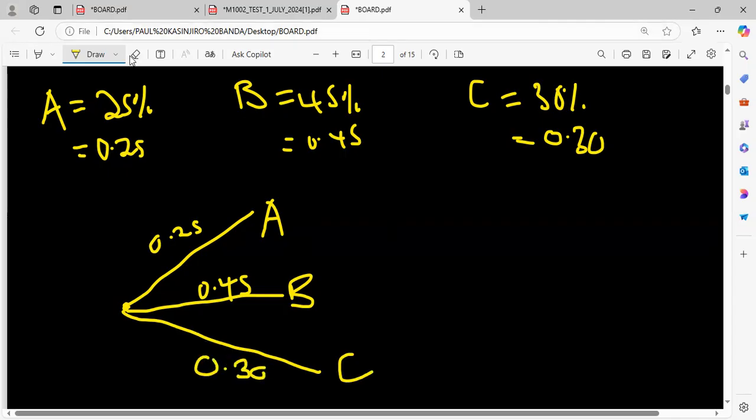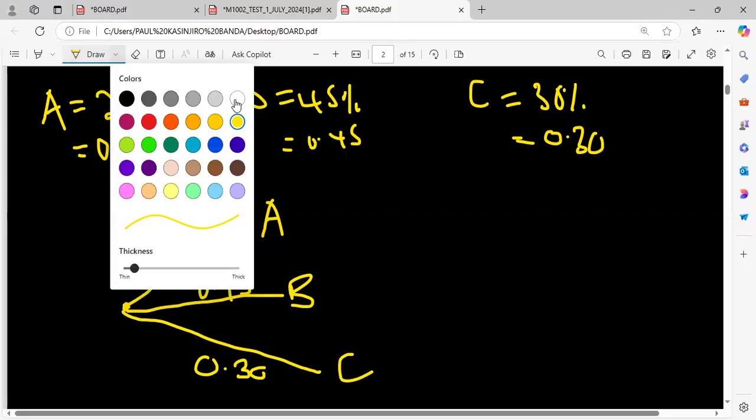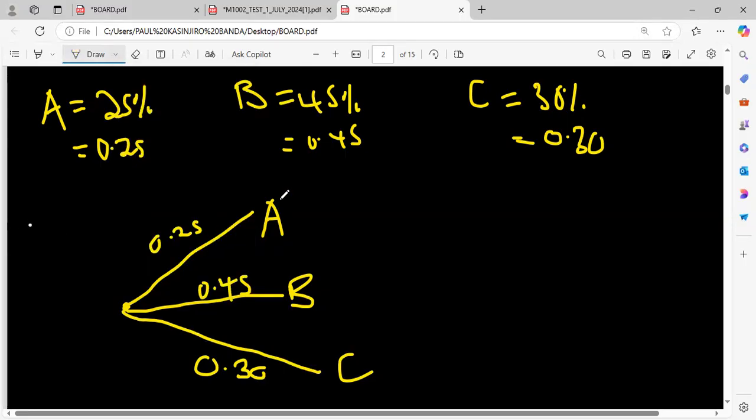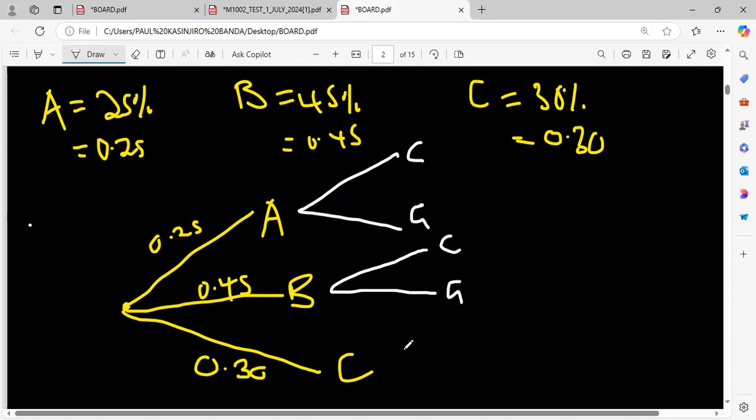Okay, and then we were told in the question that from lab A, there is a 4% chance that you're going to get a contaminated sample. From lab B, it was 3%, and then from lab C, it was 2%. So it means from here, we're going to draw another branch like that. We're going to say this is contaminated, and then this is good. Even here, we're going to do the same. We're going to have the one that is contaminated, and then the one that is good. Even here, we're going to have the one that is contaminated, and then the one that is good.